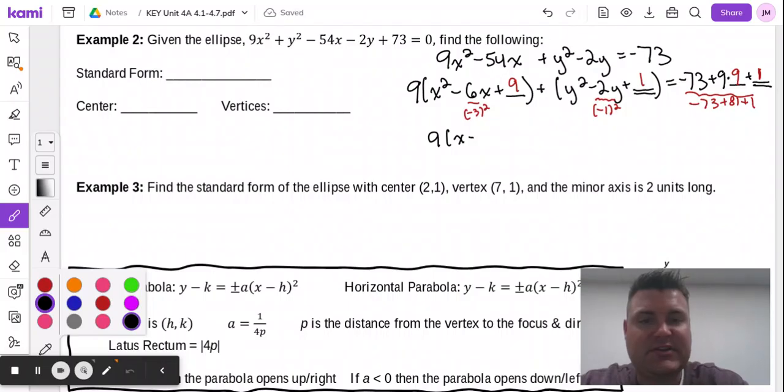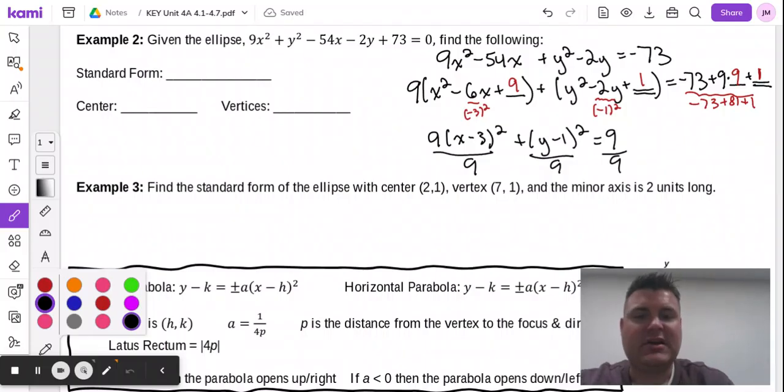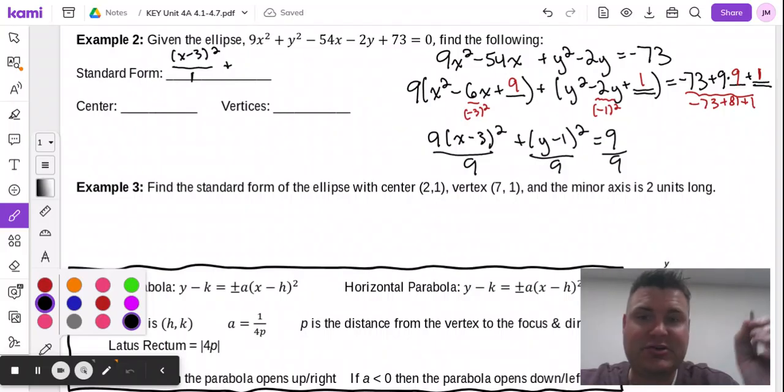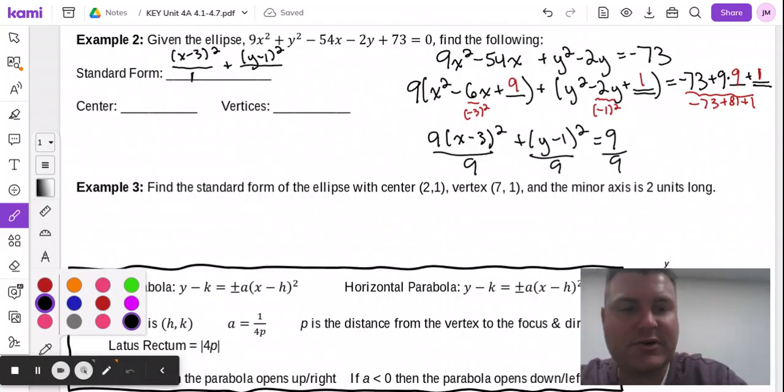I can do this in one step: x minus 3 squared plus y minus 1 squared equals 9. Standard form, divide everything by 9. So now I'm going to put the answer over here: x minus 3 squared over 1. I can leave it as over 1, I'm fine with that. Plus y minus 1 squared all over 9 equals 1.